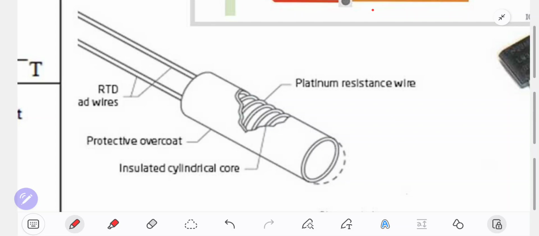RTD is resistance temperature detector. It is nearly similar to the thermocouple before, but you can see on this that the wire is not straight, but the wire is coiled like this. If you see before on the thermocouple the wire is straight, but for this RTD sensor the wire is coiled.